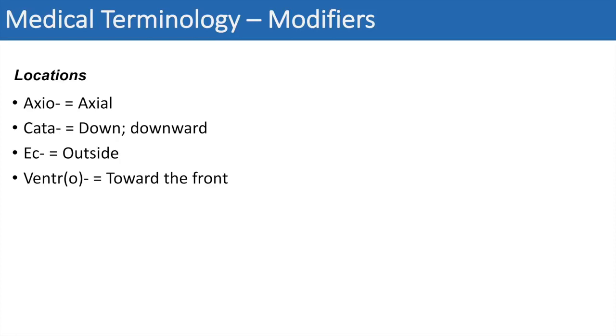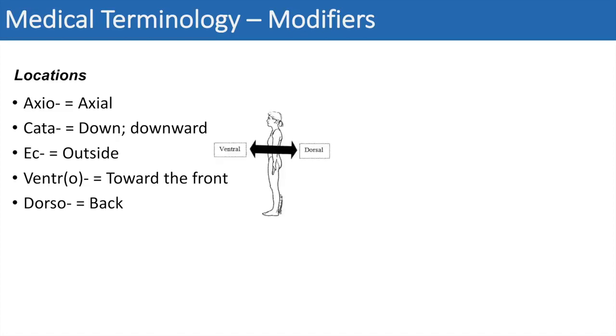The next one is vent or ventro. This means toward the front, so you can think of ventral or the ventral surface of the body. And likewise, the opposite of that is dorso. You can think of the back or the back of the body, dorsum or dorsal. So here is a little quick picture here. Ventral again is toward the front, dorsal is toward the back.